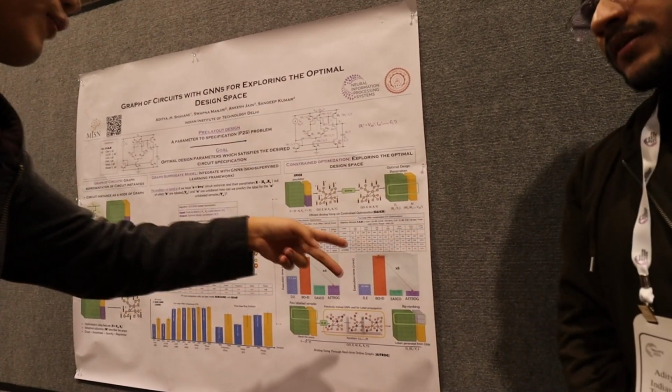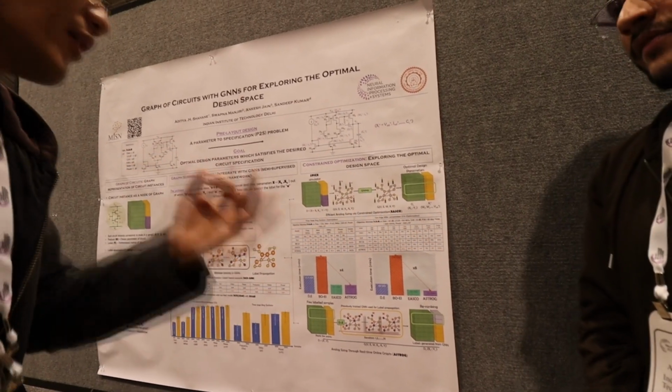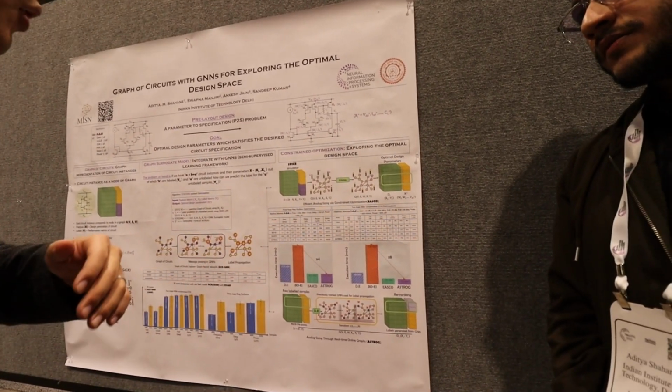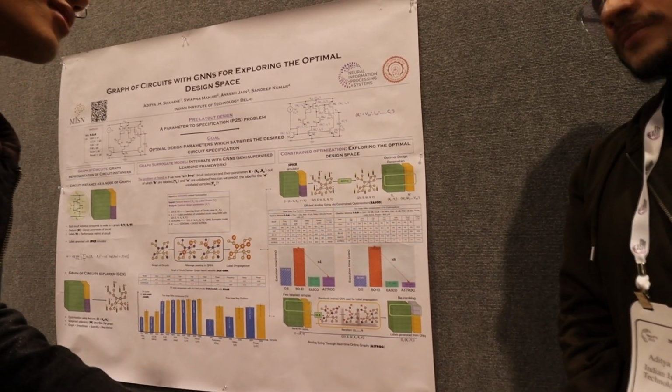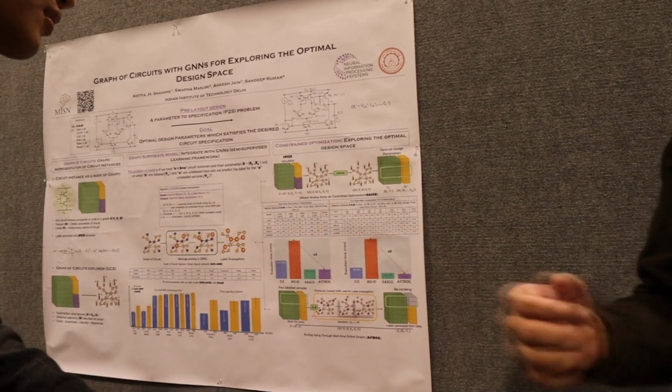Suppose 20 of them satisfy the hard constraint there, and then you are saying you want to run some DE algorithm, right? What is a DE algorithm? Differential evolution algorithm.